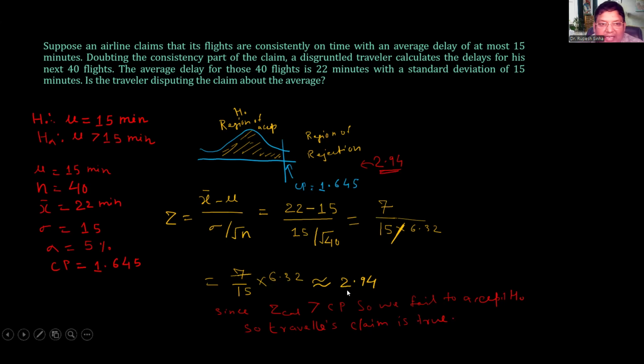Fine. So see that here, 40 flights, 22-minute delay with a standard deviation of 15 he got. We put everything in this equation and we get 2.94. Since 2.94 is not less than this critical point, but more than the critical point, that's why we are failing to accept the null hypothesis and we accept the alternate hypothesis. So this is how we are calculating the Z test.